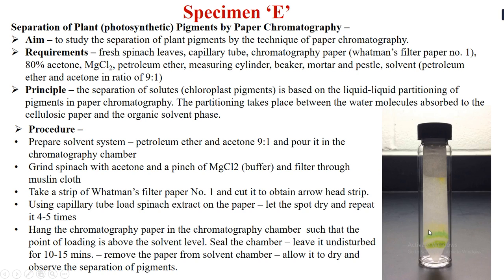When you load it for the first time, you have to let the spot dry, and only after the spot has completely dried, you will load the second one. And then you have to repeat this process for at least 4 to 5 times. After it has completely dried, you have to put this chromatography paper into the chromatography chamber, which is already containing the solvent system, and then you have to seal the chamber from the top. After this, you have to leave it undisturbed for about 10 to 15 minutes, and then after 10 to 15 minutes, the solvent will travel to a particular distance on the paper. After this, you remove the paper, let it dry, and see the observation.